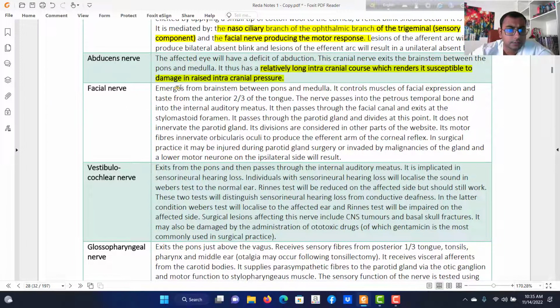Now the facial nerve emerges between the pons and medulla. It controls muscles of facial expression and the taste of the anterior two-thirds of the tongue. Now it passes into the petrous temporal bone.